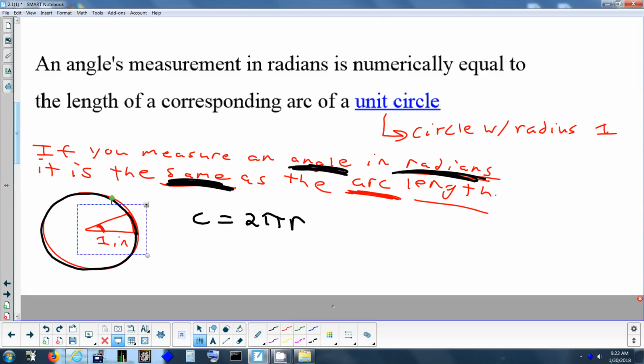Okay. Now let's find the circumference of this circle. What's the radius that I'm dealing with in my circle?